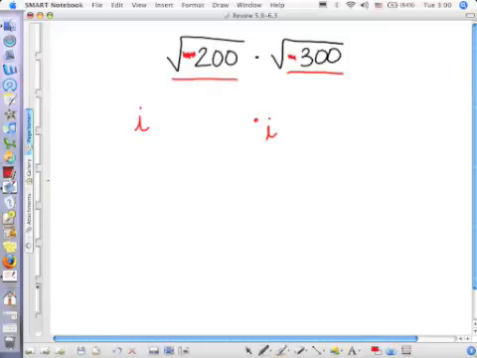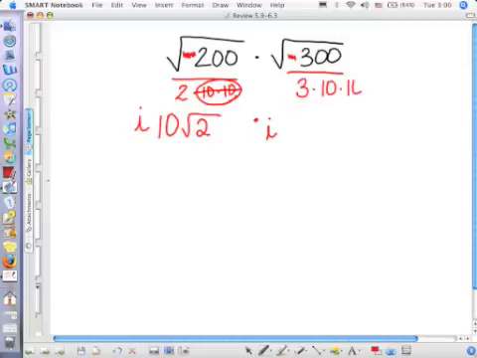Now I take 200 and 300 and I factor them to see what can be removed from under the square root. 200 is 2 times 10 times 10. You can break that 10 down further, but when you put it back together, you're still going to have 10. If you have a pair, then you remove it. There's a 2 left under. Here, this is 3 times 10 times 10. Since there is a pair of 10s, I can remove it, and there's a 3 left under the radical.